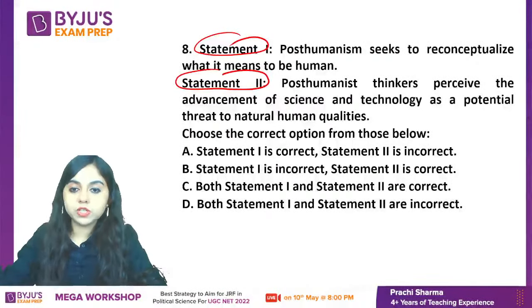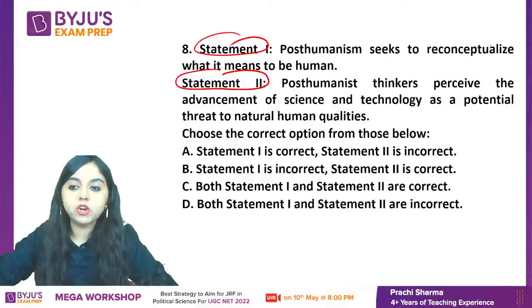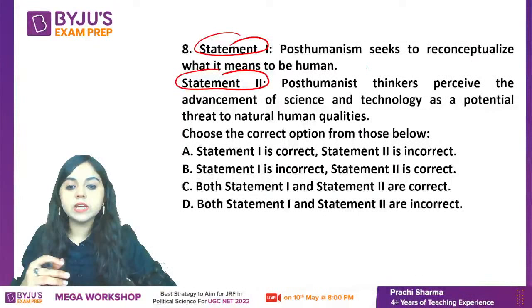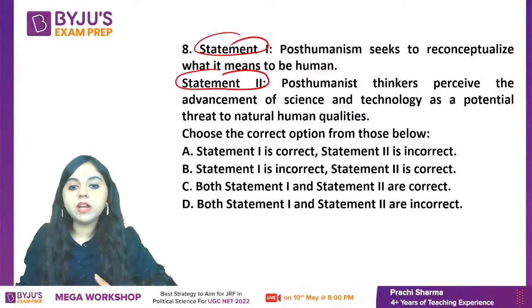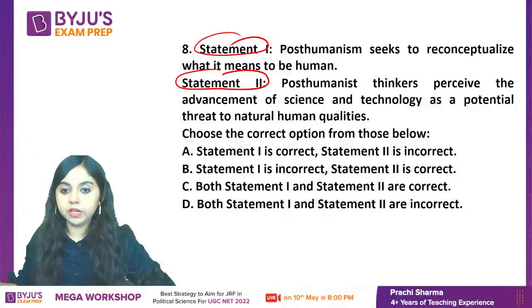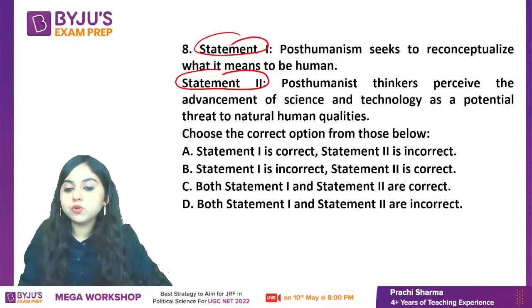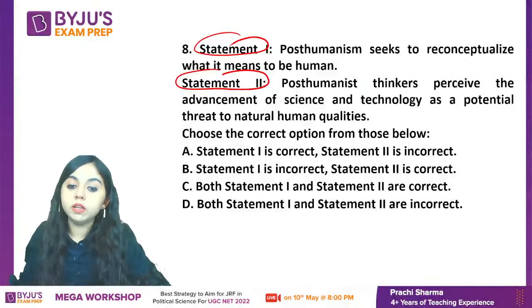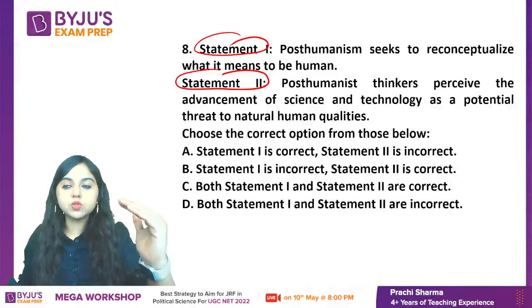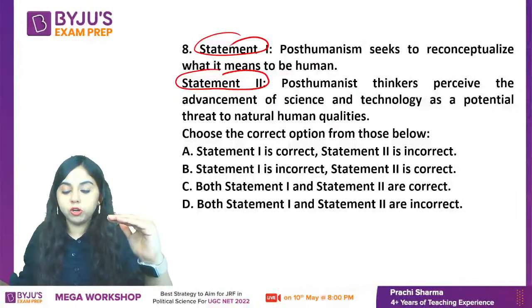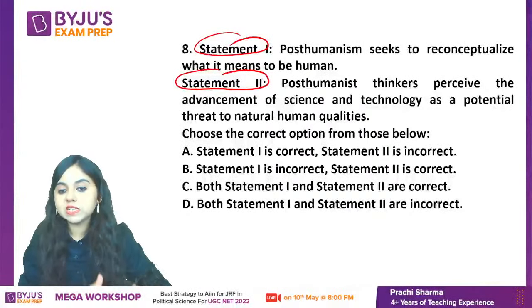Now, if you look at this question, posthumanism seeks to reconceptualize what it means to be human. So understand this. It is actually trying to go beyond human. It is not trying to revisit what it is to be human. It is actually going beyond that. It's saying, fine, we've understood this is what it means to be a human. Let's just go beyond this. Let's just not stick over here.